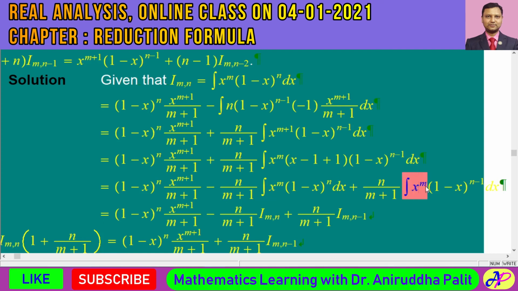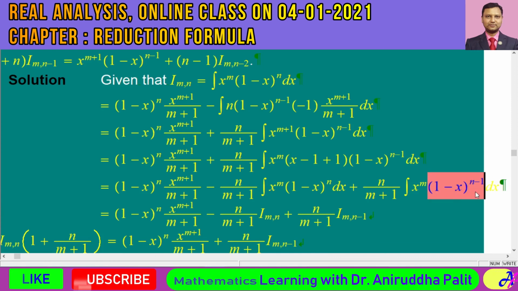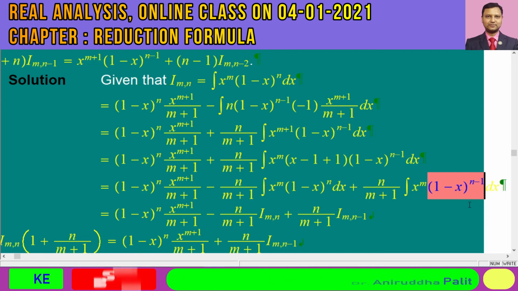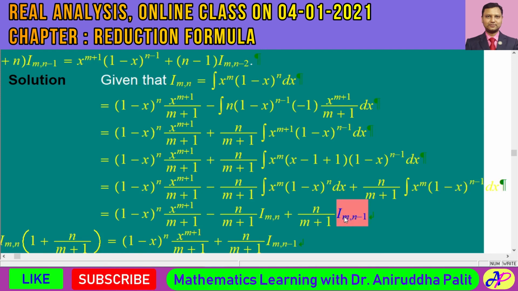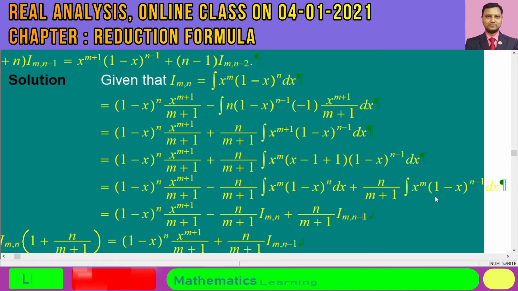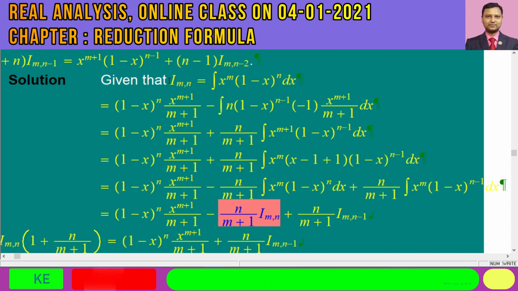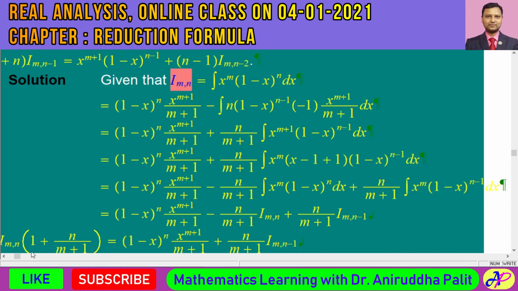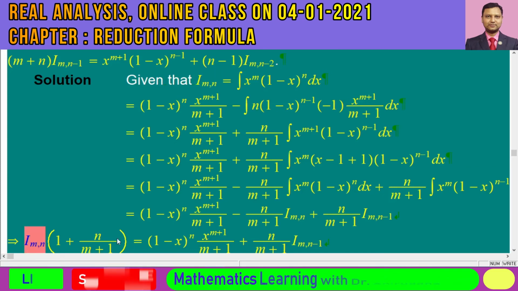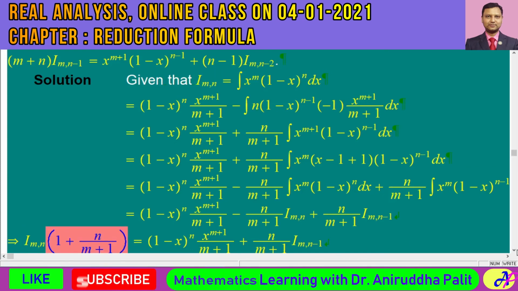And what about this integral? You see, x to the power of m is there, and over here 1 minus x to the power of n minus 1 is there, multiplied by dx, of course. So 1 minus x whole to the power of n minus 1 would give us the same kind of integral I m comma n minus 1. In place of n we have n minus 1. Okay, so the second index becomes equal to n minus 1. Now we're shifting this term on the left hand side, and we actually already had one more I m comma n, and then we take this I m comma n common, and this is the expression within bracket.